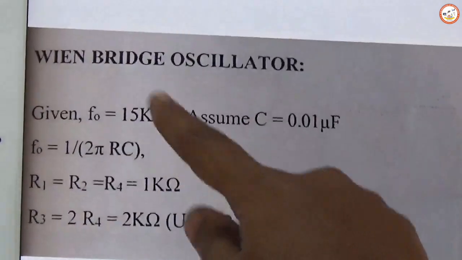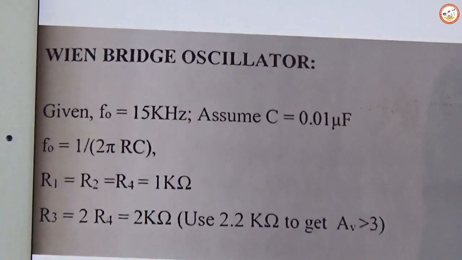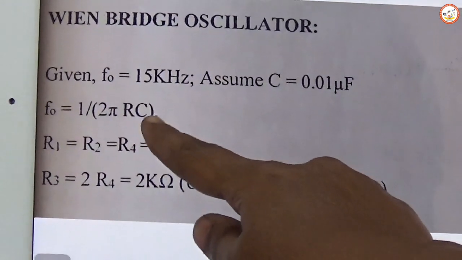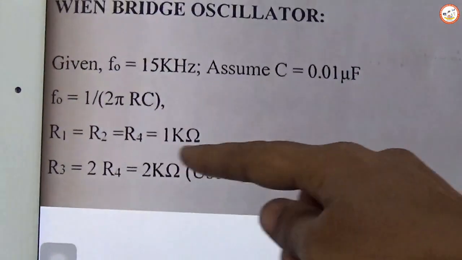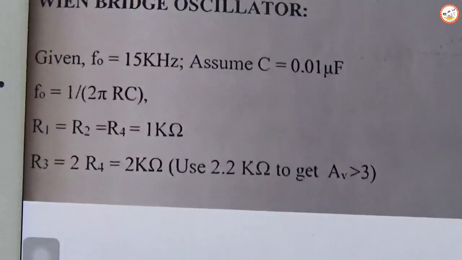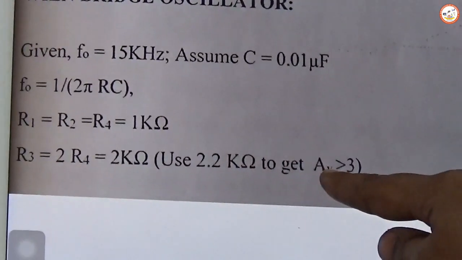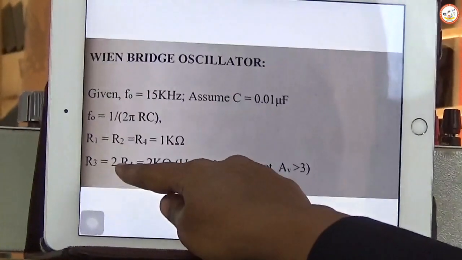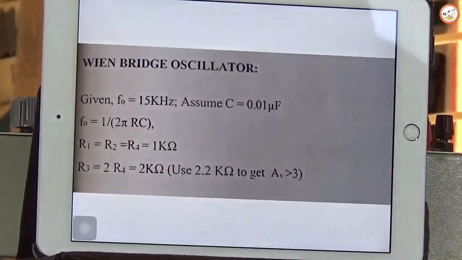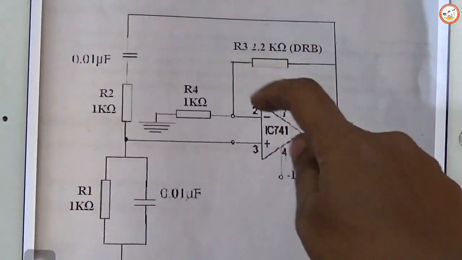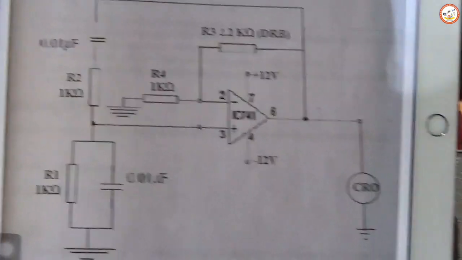Even here, first we set the design frequency as 15 kilohertz, assume the C value, and use the formula F0 equals 1 by 2 pi RC. From that, calculate the R value, which you can use as R1 and R2. To calculate the feedback resistor, for A beta you need to choose, in a Wien bridge oscillator, gain must be greater than 3. So RF must be equal to 2 times R1, and from that you will get the value as 2 kilo ohms. Even here, in order to satisfy the gain criterion, instead of using a resistor, we make use of a DRB, decade resistance box. And this is the circuit diagram.